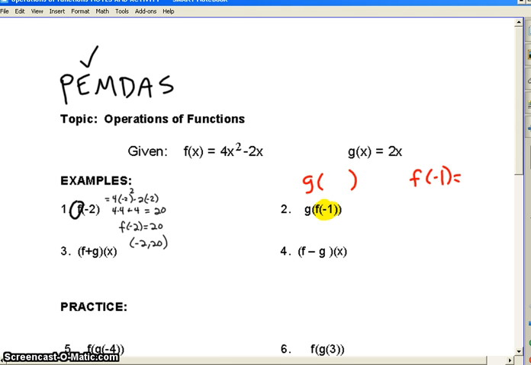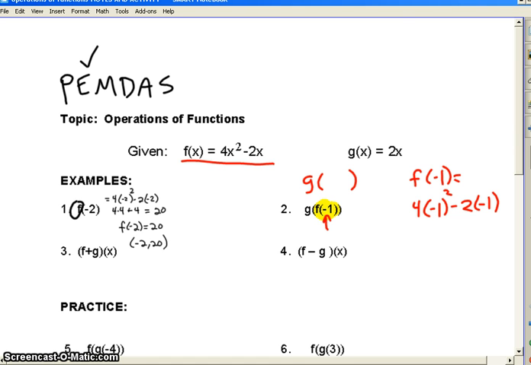That's going to be 4 parentheses negative 1 squared minus 2 parentheses negative 1. On the inside of that function is f of negative 1, and I'm using the function f of x. When you evaluate a function like this, it's kind of like nested functions. It's nested one inside another. You have to go to the very inside before you can do the one on the outside. So negative 1 squared is a positive 1.